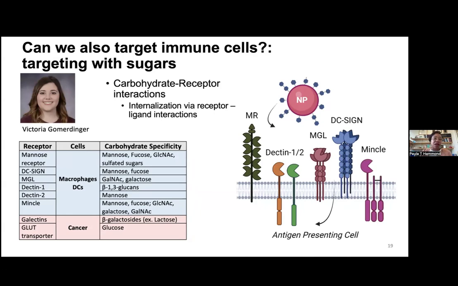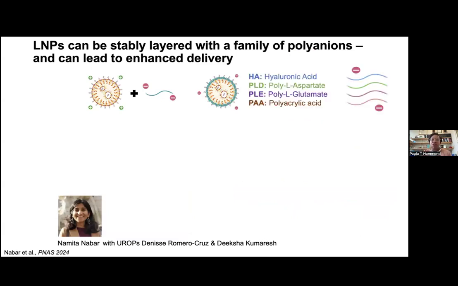And so we have Victoria, who's working on putting different kinds of sugary polymers on the surfaces of our nanoparticles so that they might be guided to specific receptors that immune cells tend to have, which are based on carbohydrates. We have Victoria, and then we have Namita.